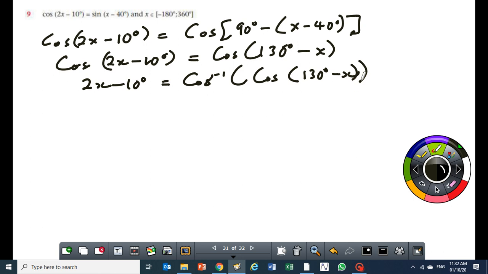Right? Now your textbook, they don't show this step. They move from this step to the one that I'm going to write after this step. That's why most learners don't understand why, when you simplify, you end up getting 2x minus 10 is equal to 130 minus x. So I'm showing you this step here, because shift cos of cosine of 130 minus x is going to be this angle. I showed you in the previous lesson.